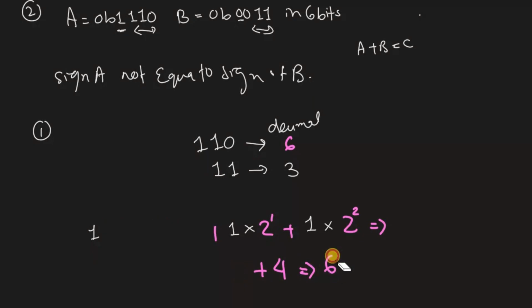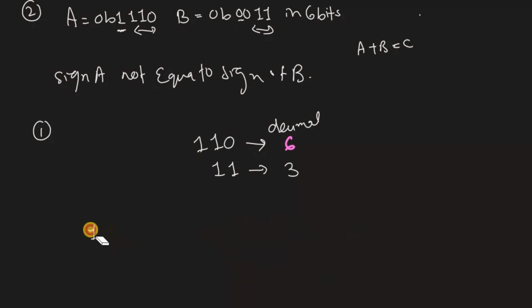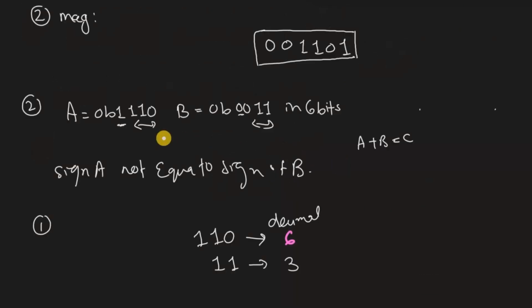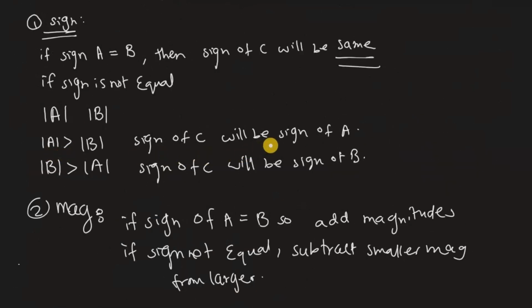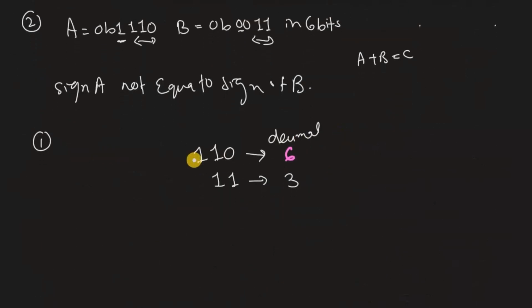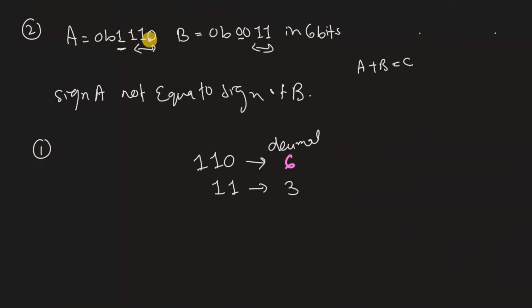So now once you know which number this represents in decimal, which number is bigger? 6 is bigger, right? Since 6 is bigger, the sign of C will be the sign of the bigger number, okay. So the sign of C is going to be the sign of this number 110, which is a negative number, so the sign of C will be negative as well, right? So the sign is equal to 1. 1 means negative, okay. So this is for the sign.